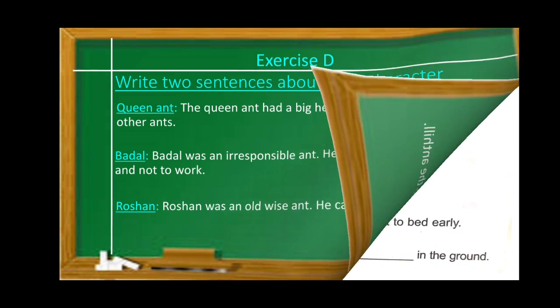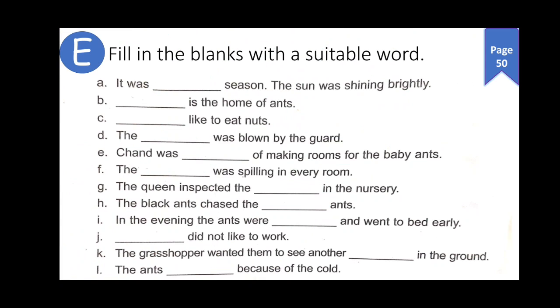Now, our next exercise is exercise number E, and we have to do this exercise in our book. So open your books, page number 50. Our question is that we have to fill in the blanks with a suitable word from the text of our chapter. Our first blank is, it was dash season. The sun was shining brightly.